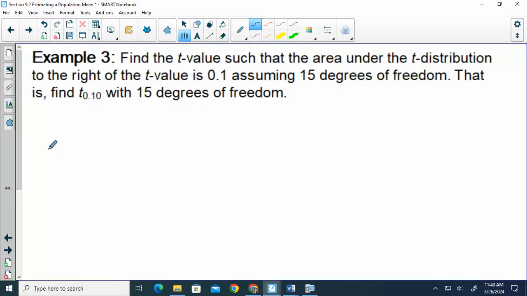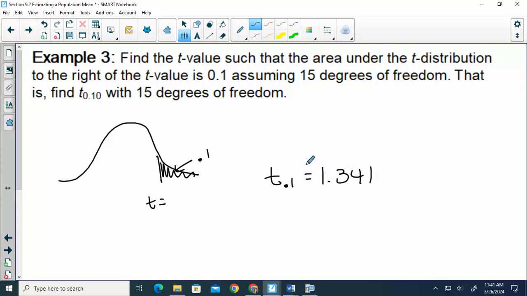All right, let's try another one. So I want the T such that the area under our distribution to the right, so right here, is 0.1. We have 15 degrees of freedom. So 15 degrees of freedom, go over to 0.1, what is our T? Any questions about that?